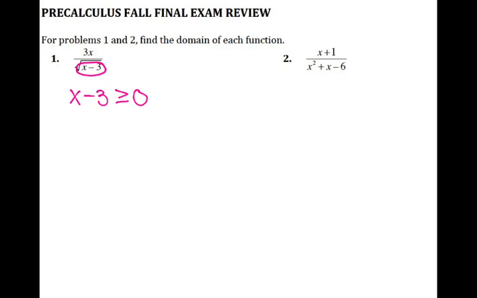However, with this particular scenario, since my radical is in the denominator and you can never divide by 0, it just has to be greater than 0. It cannot equal 0. So I'm going to continue to solve this inequality. I'm going to add 3 to both sides and I get x is greater than 3. And there's my domain for the first one.